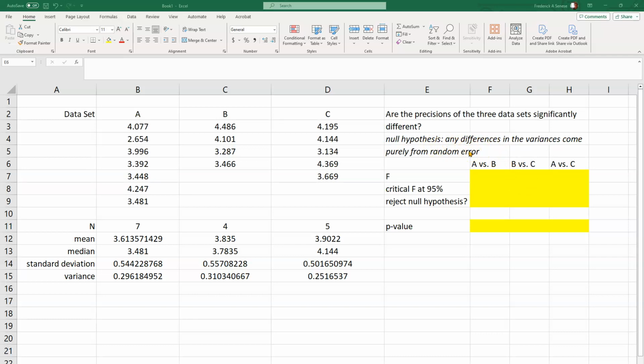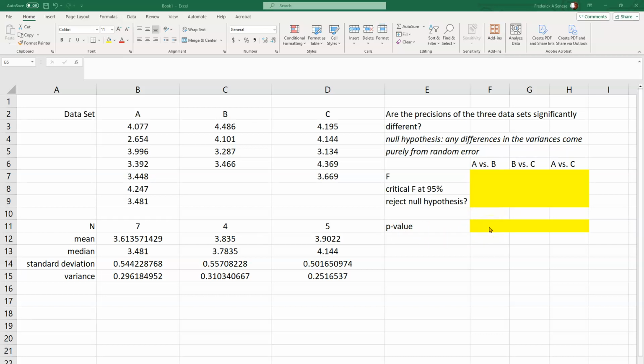Now there are two ways that we can approach this. One is to calculate an F statistic, which compares the variances for each pair of data sets, and compare that F statistic with a critical value at 95% confidence. And if our F is bigger than the critical F, that means that we can be 95% confident that we can reject the null hypothesis. So that's one way to do it. There is a much simpler way.